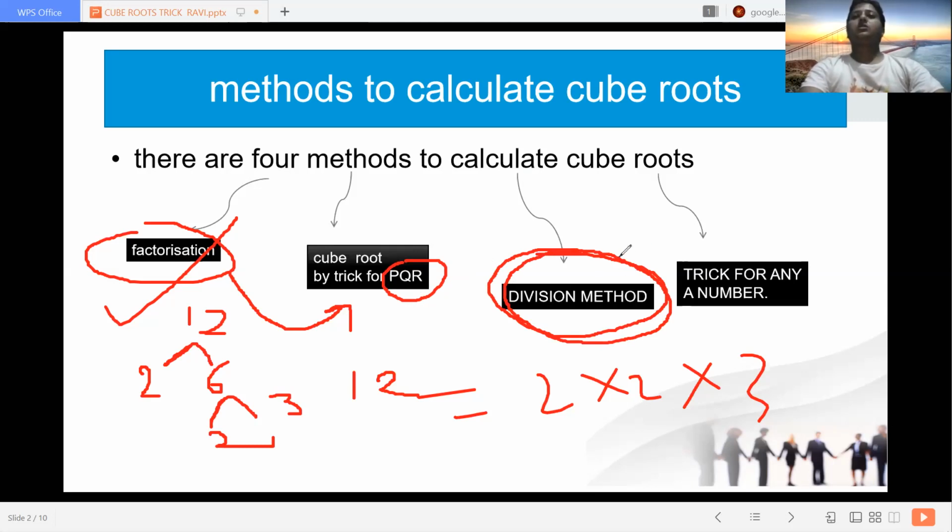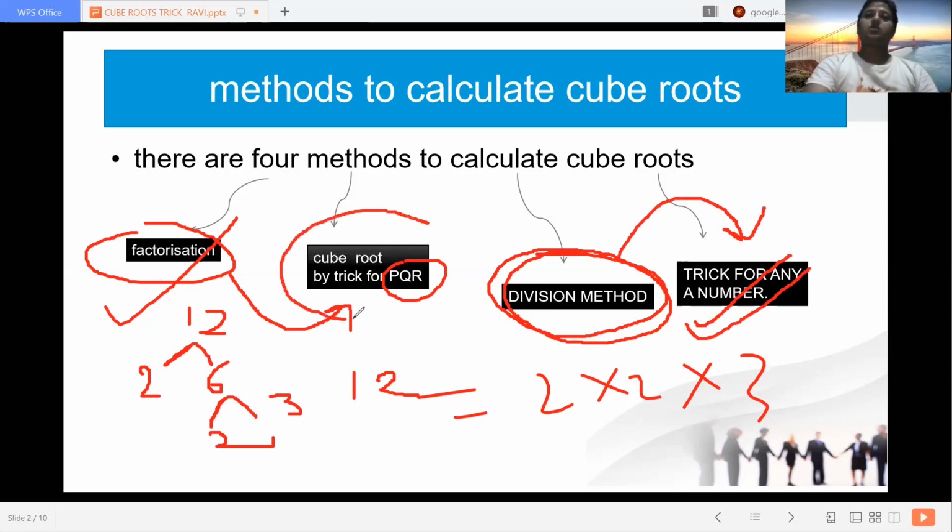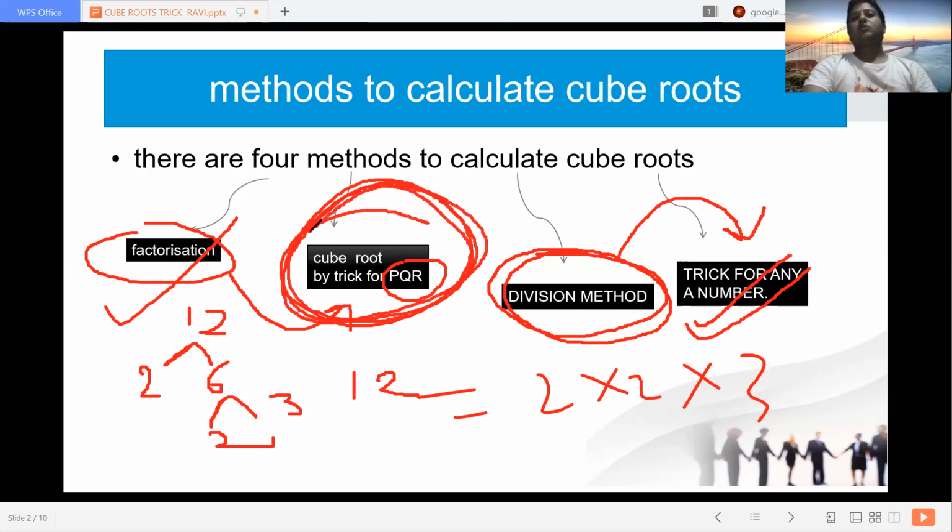Instead of doing this, we adopted a trick that is useful to calculate cube roots for any number. Therefore, mainly we are discussing two tricks. One for perfect cube numbers, and another for any number.